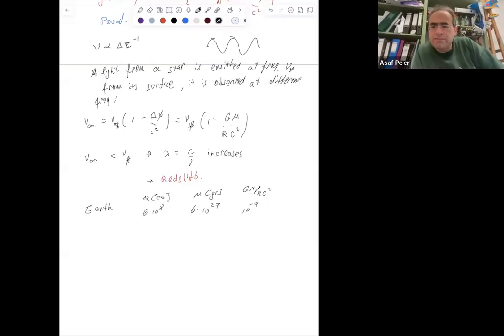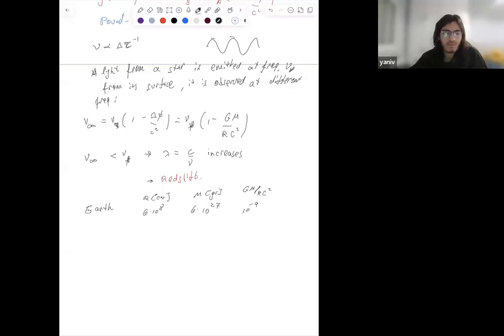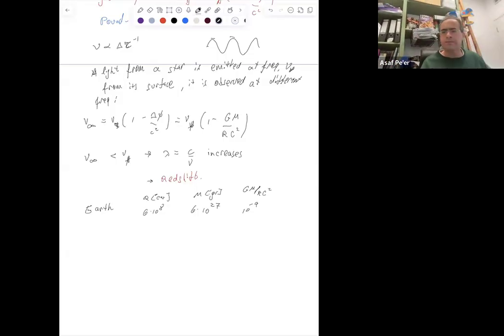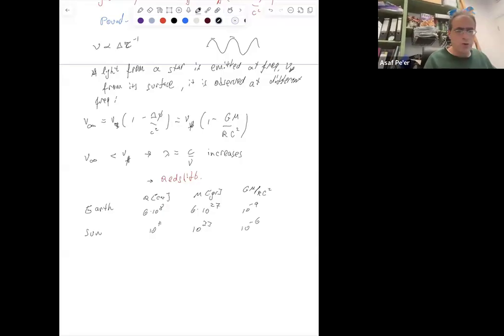Where do we see that today? GPS, maybe. GPS. Right. Today, pretty much each of us carries a small GPS with us. If we didn't take that into account, the GPS would stop being accurate within a few hours. Pretty sure Einstein did not think of GPS, but there we go. The sun's radius is 10 to the 11 centimeters, mass is about 10 to the 33 grams, and then GM over r c squared is 10 to the minus 6. Small, but important enough to be seen.